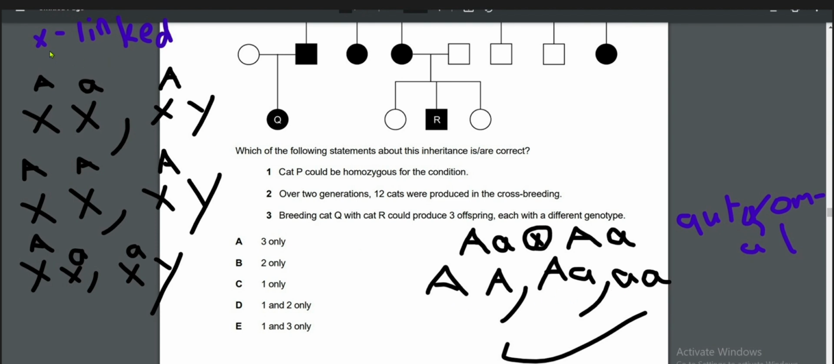Now regarding if it is an X-linked condition, Q would have XX, A capital A small as a genotype, and R would have XY with an A capital, because Q would have inherited an X with A capital from the father and the other one, the X with A small, from the mother. So when you breed them together, I'm sorry, here it should be an X instead of a comma. Anyways, when you breed them, you will actually produce not just 3 different genotypes, but actually 4. So 3 is the correct answer, and the correct answer for the whole question is 3 only.